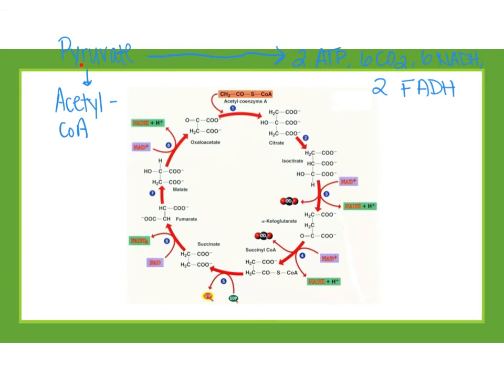So we have pyruvate. It's going to react and become acetyl-CoA. And we're going to get 2 ATPs, 6 carbon dioxides, 6 NADH, and 2 FADH2. One thing I want to point out is, remember, at the end of glycolysis, we had 2 pyruvates. So you really have to think of it as like 2 laps through the Krebs cycle.